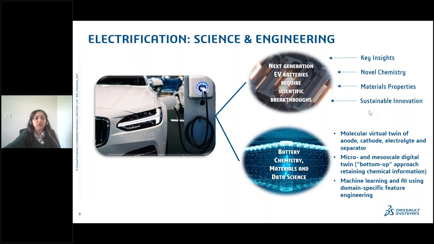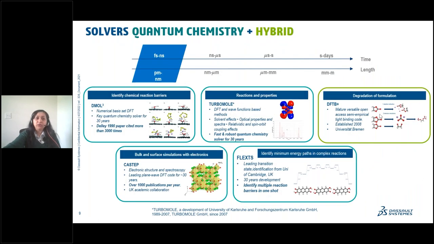Now, let us review briefly the assets that we have to perform a model-first approach. The solvers we use are shown across length and time scales. To investigate chemical reactions, derive electronic properties, electrochemical behavior, and much more, quantum chemistry and hybrid methods are shown here. Depending on the particular question to be addressed, either of these solvers can be used to look at electronic properties.